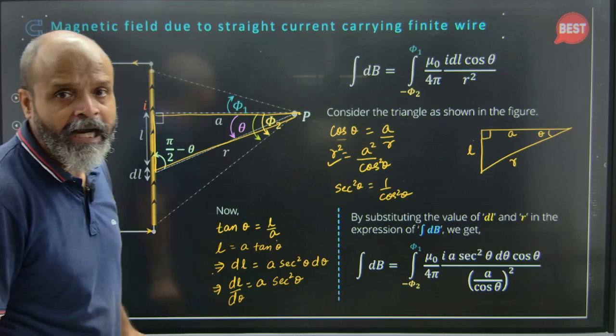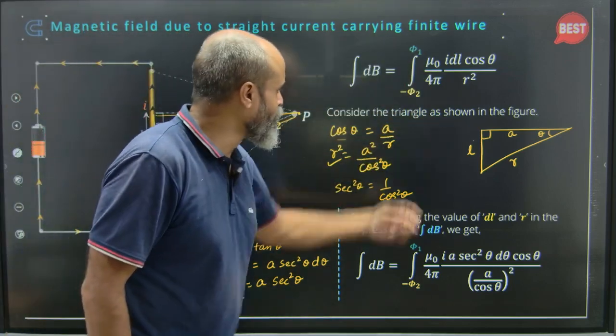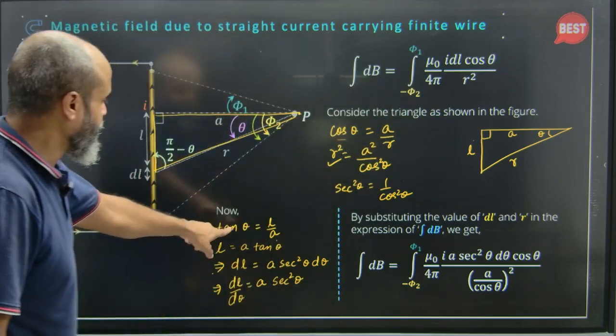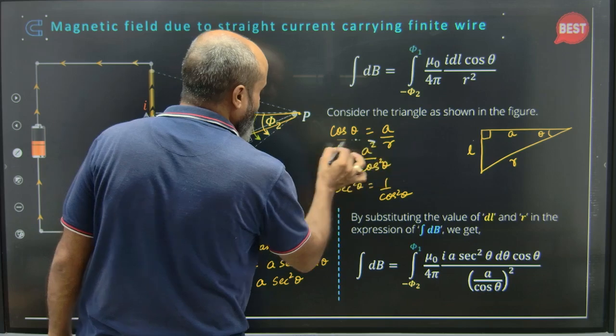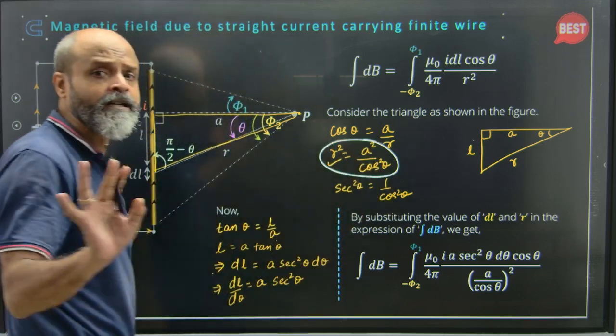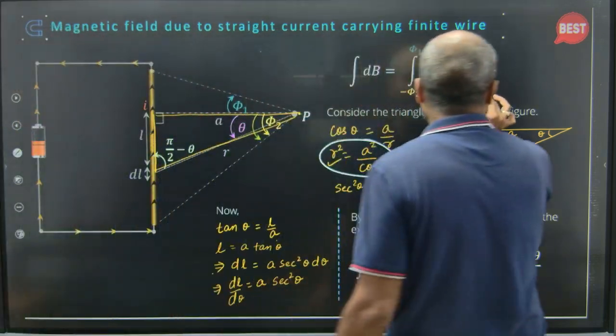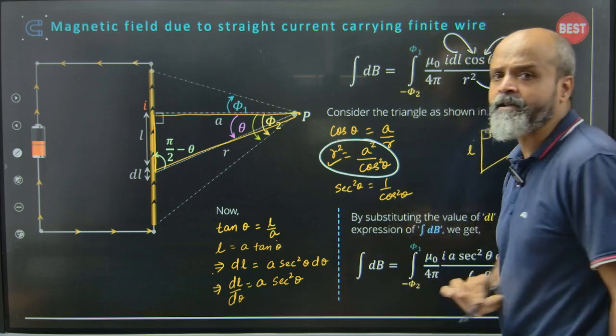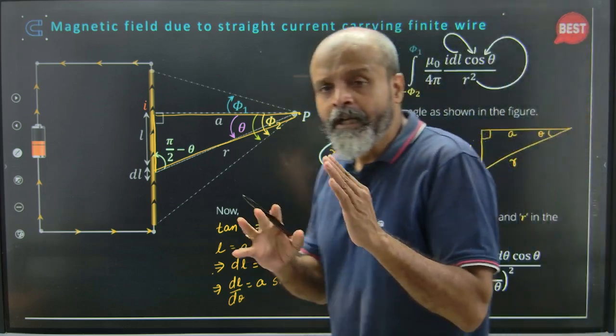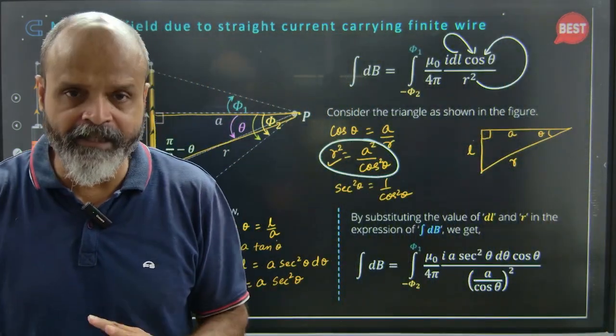So all of this has to be integrated. We put the mu naught by 4 pi outside. Here we are basically trying to convert certain things. We have managed to convert r square in terms of theta. We will try to convert r in terms of theta, and we will try to convert dl in terms of theta as well, so that we get to a common platform during integration.